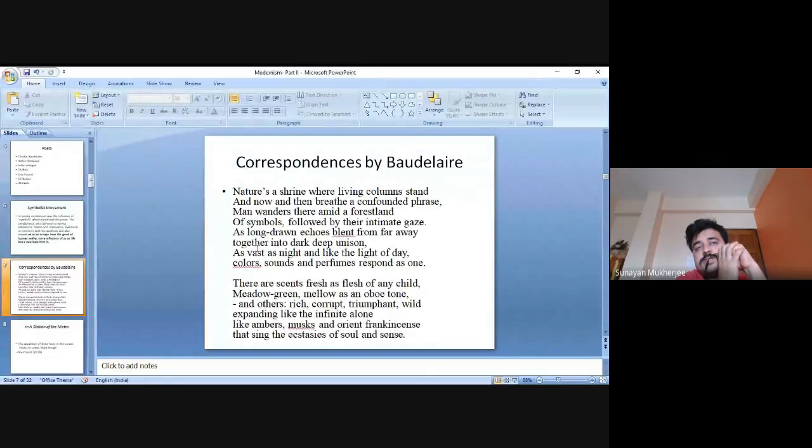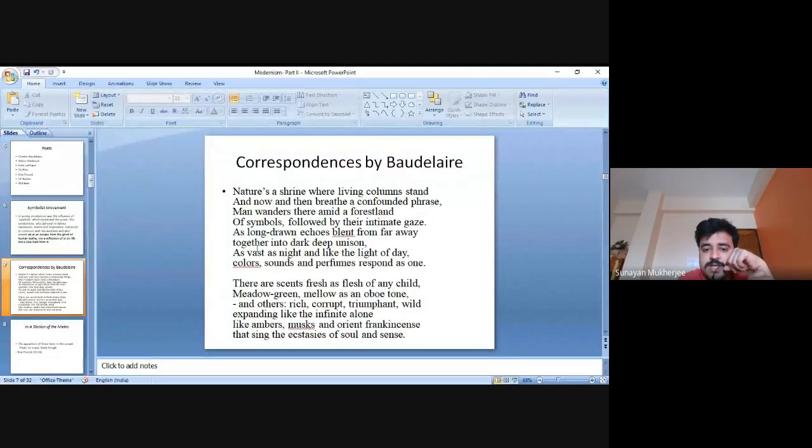So all around us there is this forest of symbols, followed by their intimate gaze as long drawn echoes blend from far away, together into dark, deep unison. Okay, followed by their intimate gaze, man follows those symbols as long drawn echoes blend from far away, together into dark, deep unison.